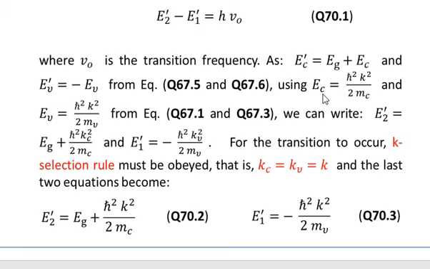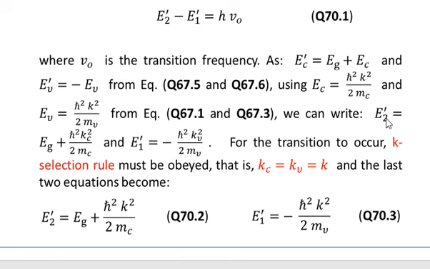So using EC is equal to h bar square k square over 2 mc, where mc is the effective mass of the electron in the conduction band, and we can write EV as h bar square k square over 2 mv, where mv is the effective mass of the electron within the valence band. For that one you can consult equation number 67.1 and equation number 67.3.